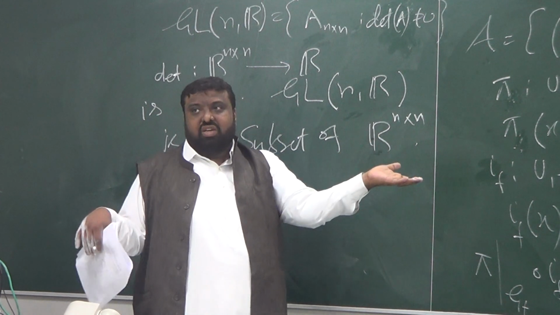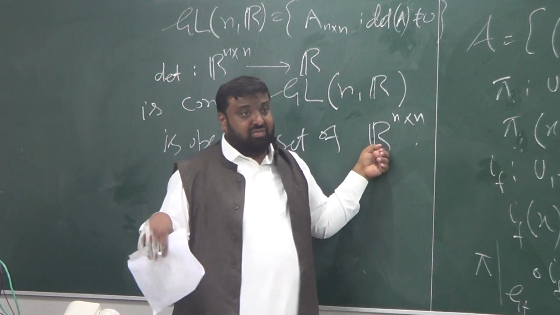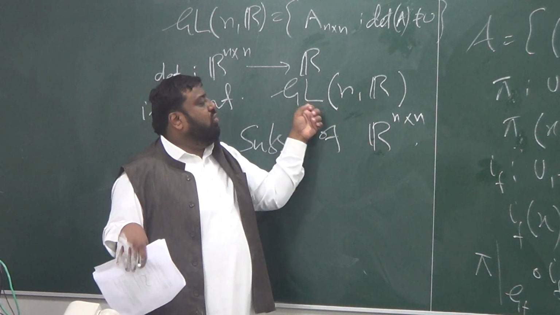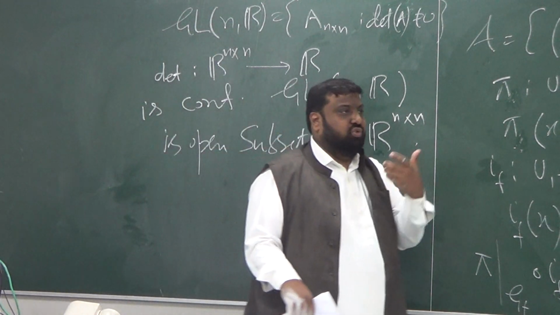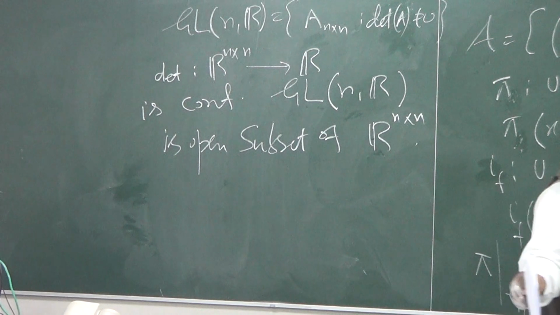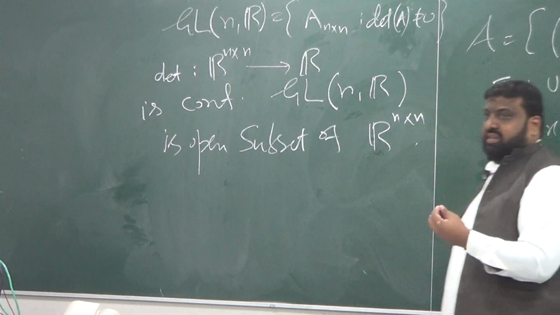And then we know that Rn cross n is a manifold. So this is an open subset of a manifold, and we know that any open subset of a manifold is also a manifold. I don't need the group structure. So the general linear group is a kind of manifold.